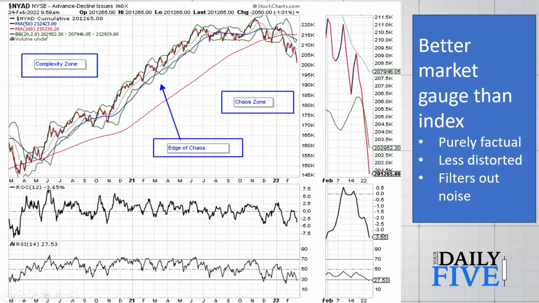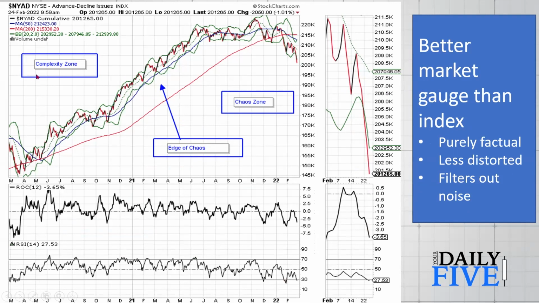So, quick review of my favorite indicator, 1.0, the Advance Decline Line. Of course, the Advance Decline Line is a better market gauge than an index because it's purely factual. There's no distortion from big moves in Amazon.com or Netflix, and it helps us to filter out the noise.